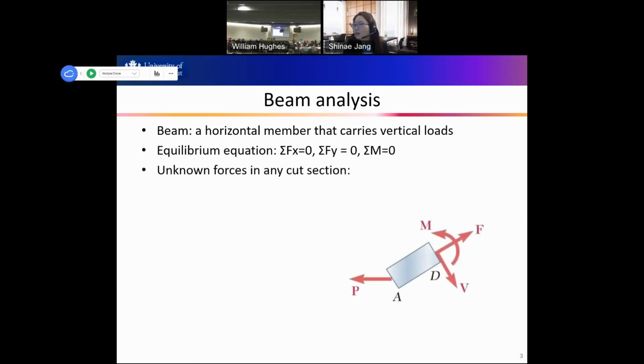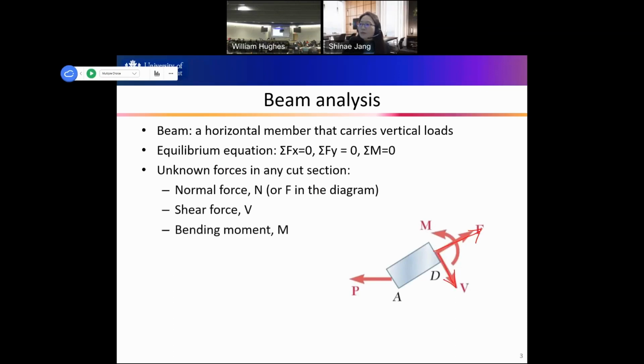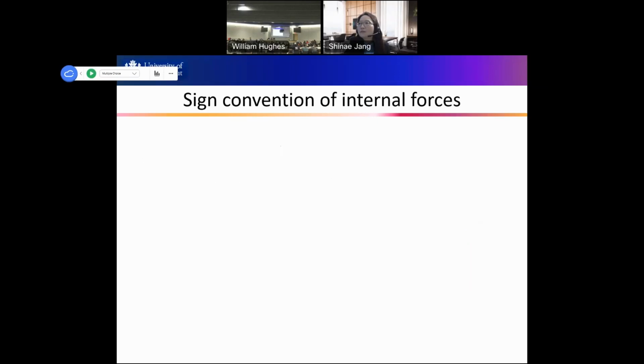So at the cut section, we have 3 internal forces. First one, normal force. Normal force is N here, F in this direction, so it's axial force, another word, axial force. And then shear force, V, is the force perpendicular to the member. And the bending moment is the moment acting upon the cut section. So there are 3 internal forces. And the sign convention of these 3 internal forces is very important.